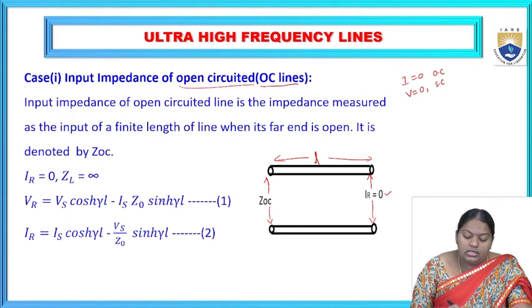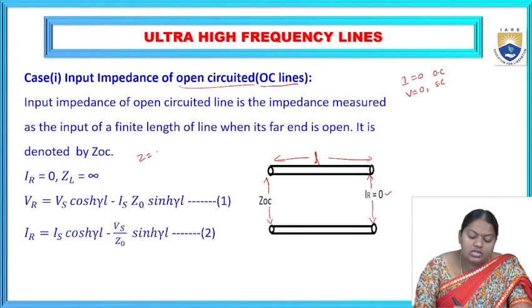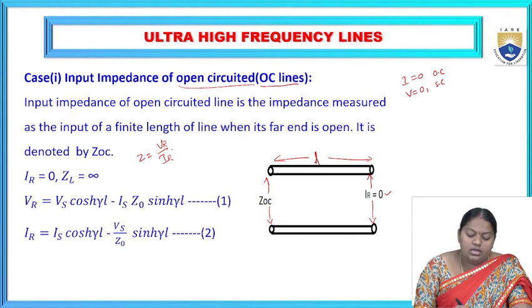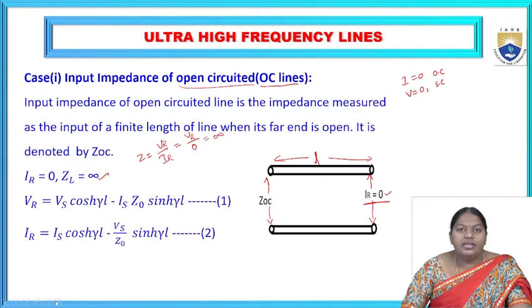In order to write the ZOC equation, here IR is equal to 0, and based upon that ZL is equal to infinity. Why is ZL equal to infinity? In general, impedance Z is the ratio of voltage to current, right? So ZR is equal to VR by IR. For these open circuited lines, we are assuming IR is equal to 0. So if we substitute 0 here, then something divided by 0 becomes infinite. This is the case. The load impedance ZL is assumed to be infinite, right?